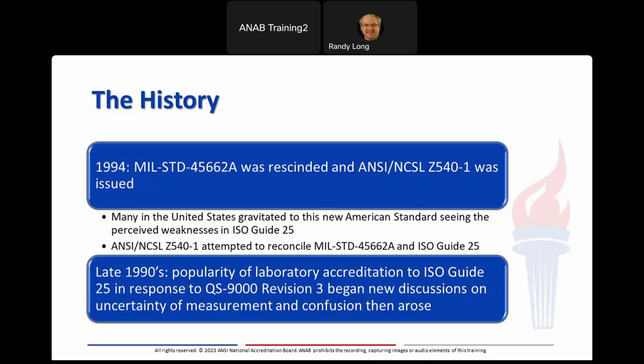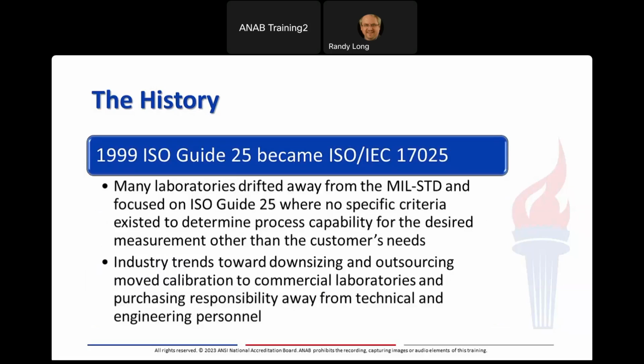In the late 1990s, popularity of laboratory accreditation to the Guide 25 in response to QS 9000 Revision 3, which is a document by the Big Three automotive folks, began new discussions on uncertainty of measurement, and confusion arose. So in 1999, ISO Guide 25 became ISO IEC 17025. Many laboratories drifted away from the MIL standard and focused on the Guide 25, where there is no specific criteria existing to determine process capability for desired measurements other than a customer's needs, which often weren't very well known.